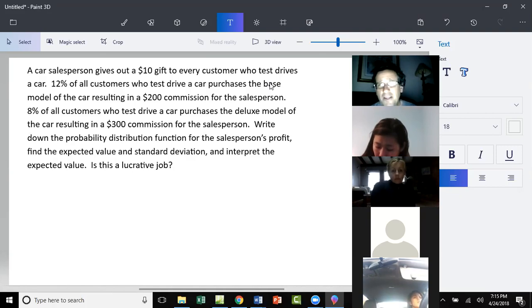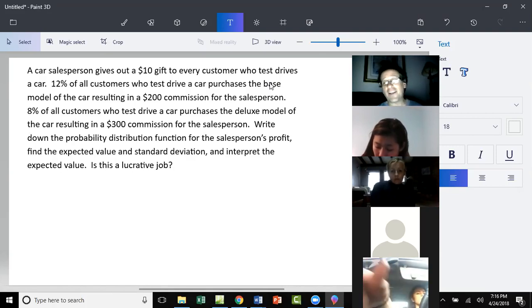So what we want to do here is write down the probability distribution function for the salesperson's profit and find the expected value and standard deviation. And interpret the expected value. And then, is this a lucrative job?